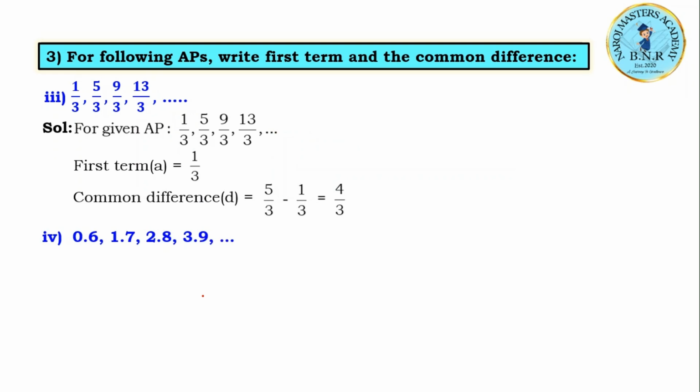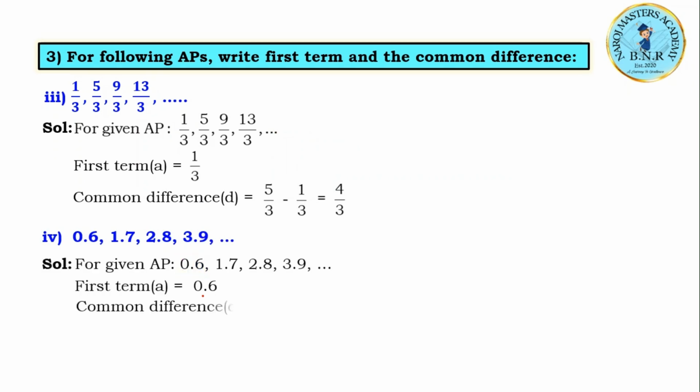Next, look at this question: 0.6, 1.7, 2.8, 3.9. What is the difference here? The first term is 0.6, and for the common difference you have to check: 1.7 minus 0.6 is equal to 1.1. You can see that.